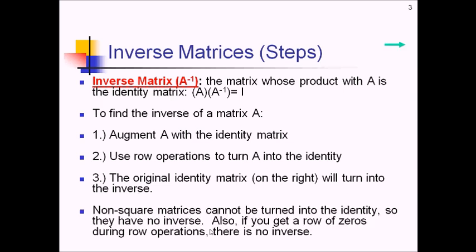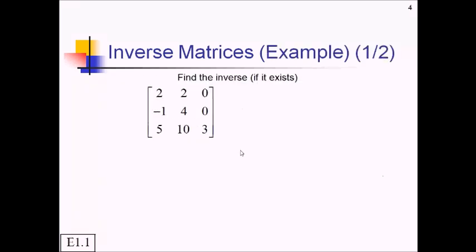Now, just a few notes here. Non-square matrices cannot be turned into the identity, so they don't have an inverse. And if you get a row of zeros during row operations, there's also no inverse. So we'll do this example together. This is a 3 by 3 matrix. Definitely not easy to find the inverse on, but it's good for practice.